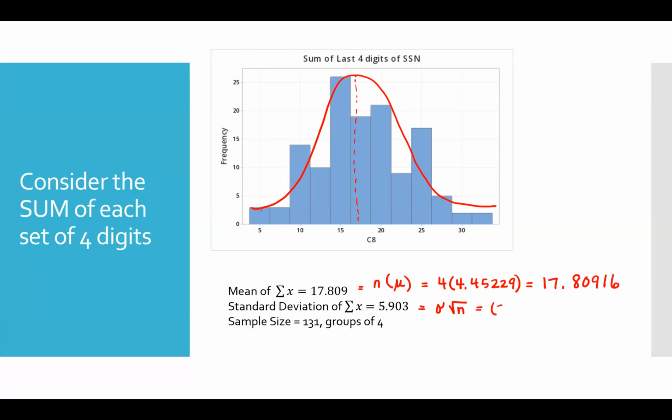The standard deviation is the original standard deviation times the square root of n. So I believe it was 2.897156 times the square root of 4. So that would actually be 2. So 2.897156 times 2 gives me 5.794312. Again, I'm slightly off, but it's an estimation and I'm within the ballpark.